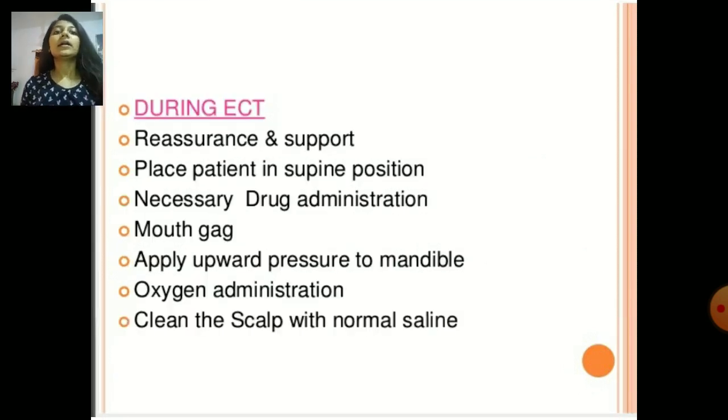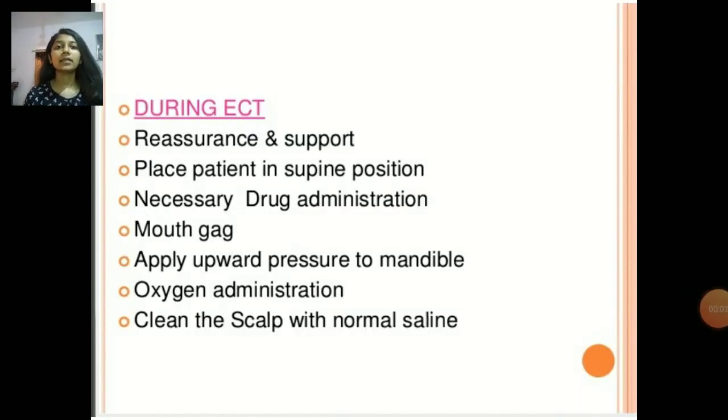During ECT, reassurance and support. Place the patient in supine position. Necessary drug administration: atropine first, then anesthesia; succinylcholine is the muscle relaxant and thiopental sodium is the anesthetic. Mouth gag is to prevent tongue bite.